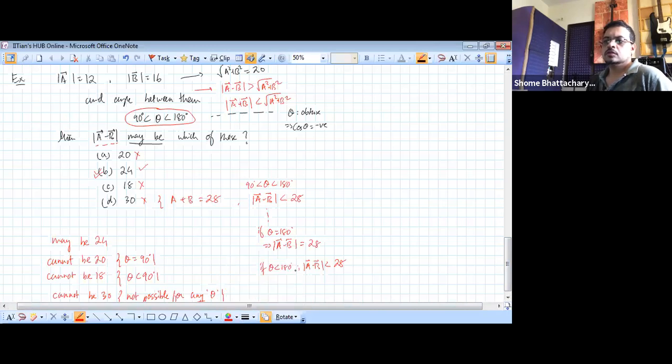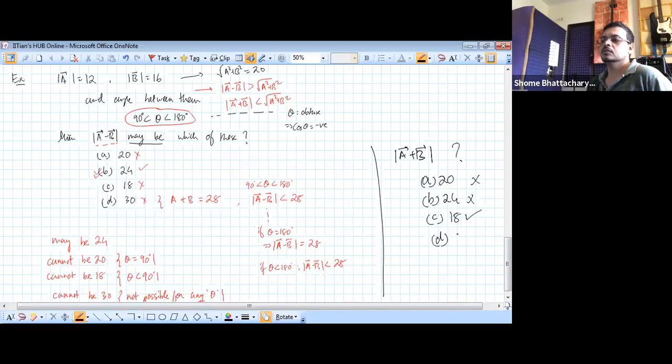Okay, good. So trust you've taken down the question and understood this. Similarly, if I was talking about mod a plus b, which of the following is possible? 20 is not possible because theta should be 19. 24 is not possible. 18 would have been the possibility. 30 would again not be possible.